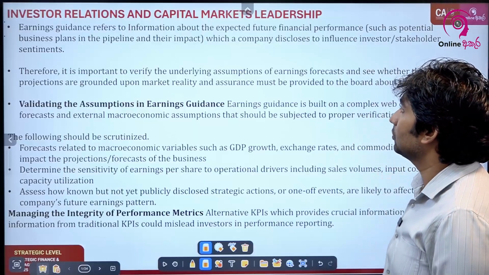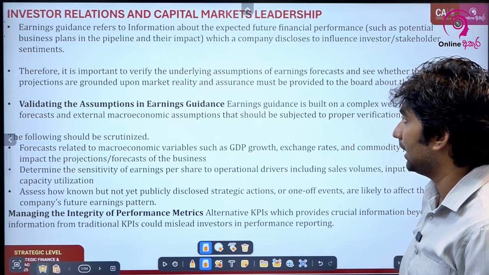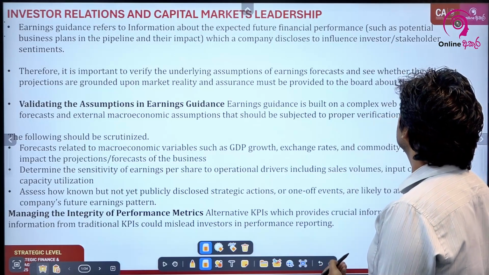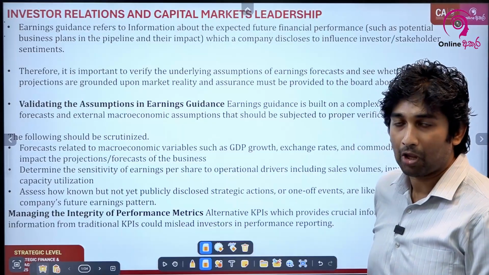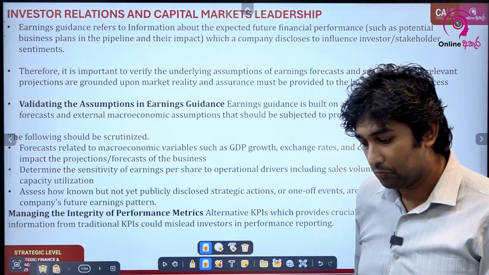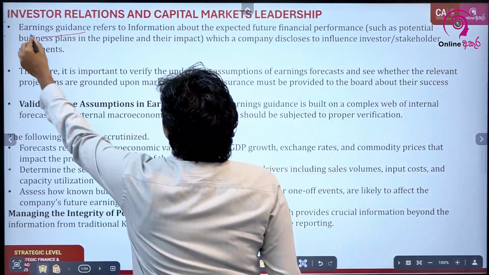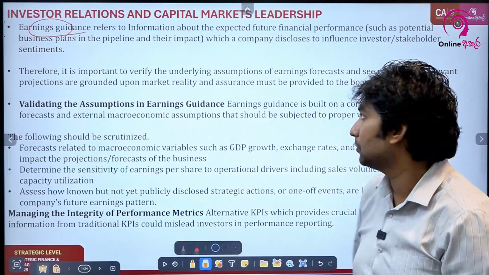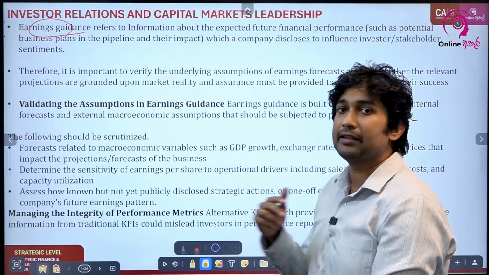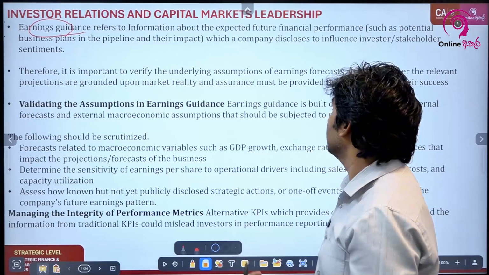Earnings guidance refers to information about the expected future performance, such as potential business plans in the pipeline and their impact, which a company discloses to influence investor stakeholders. So every company wants to project a good image, and one of the tools they use to project a good image is earnings guidance, showcasing that their future performance will be better compared to current performance.